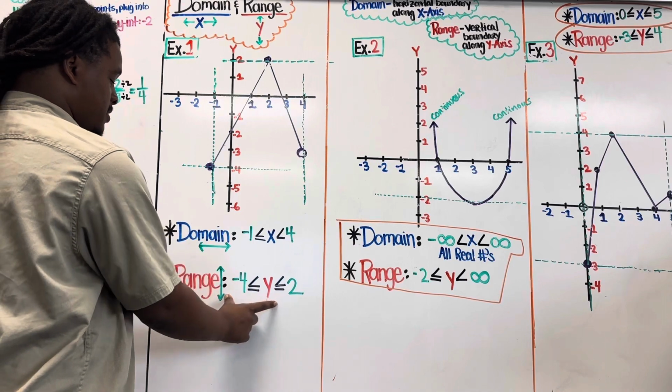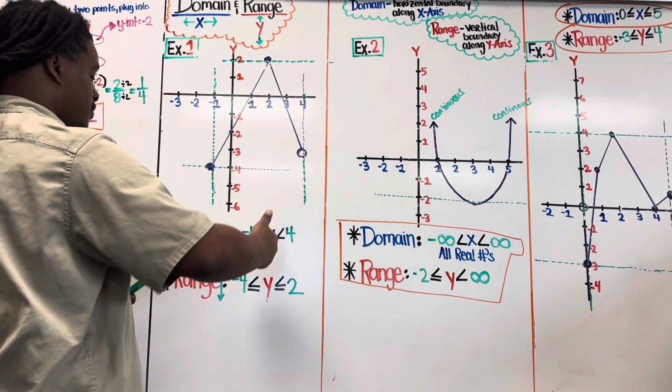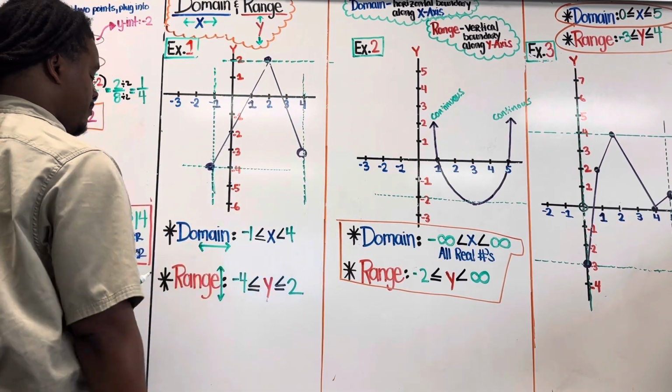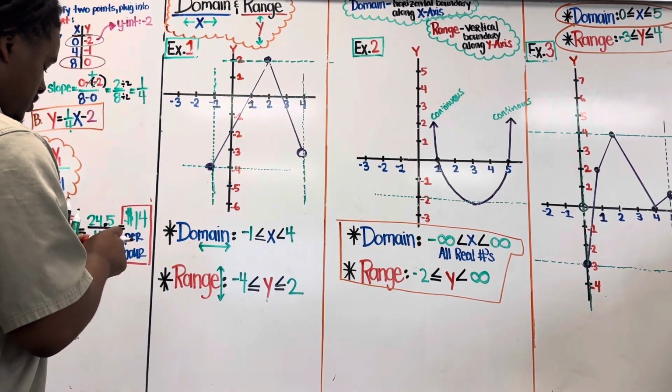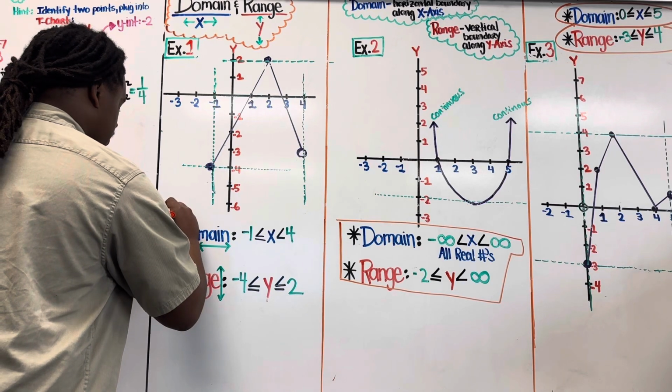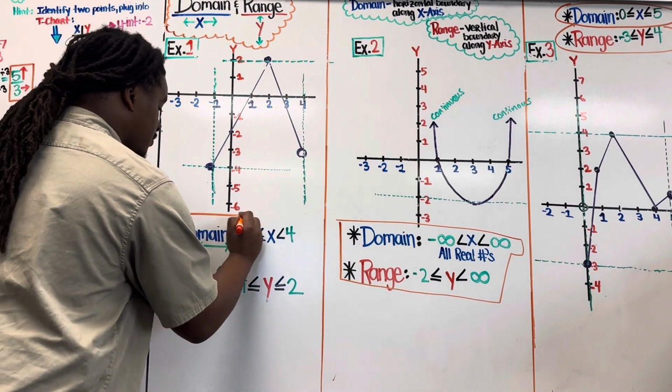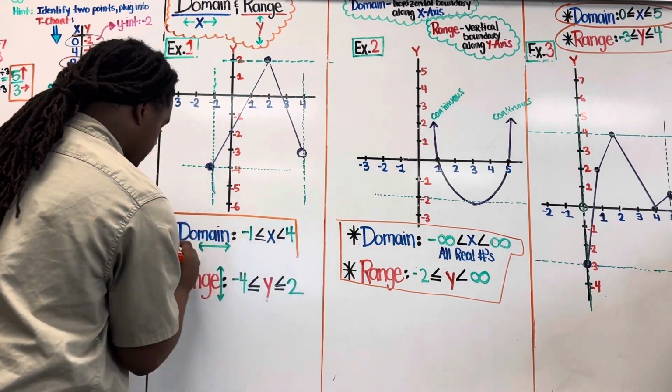Okay? So this is the boundary. That's the vertical boundary, and this is the horizontal boundary, which is the domain. So once again, this is how we find out the domain, the horizontal boundary, and the range, which is the vertical boundary. Pretty simple, pretty easy.